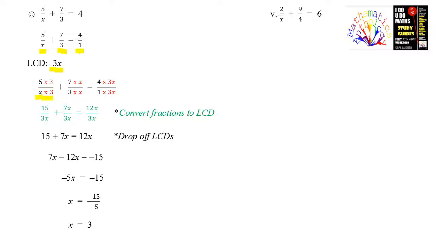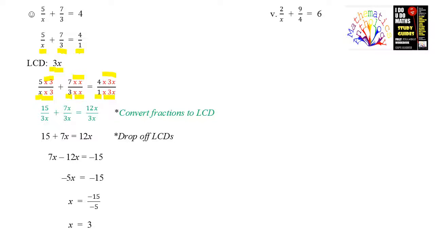fraction. If I multiply the bottom by 3, I must multiply the top by 3. For the second fraction, I'm given 3. I need my LCD to be 3x, so I multiply by x. If I multiply the bottom by x, I must multiply the top by x as well. Then my third fraction there, my denominator is 1. I need my LCD to be 3x, so I'm going to multiply the 1 by 3x. If I multiply the bottom by 3x, I must multiply the top by 3x as well.